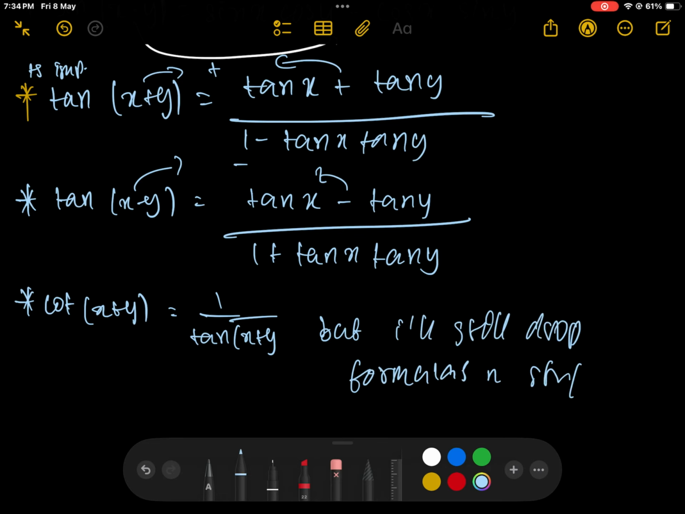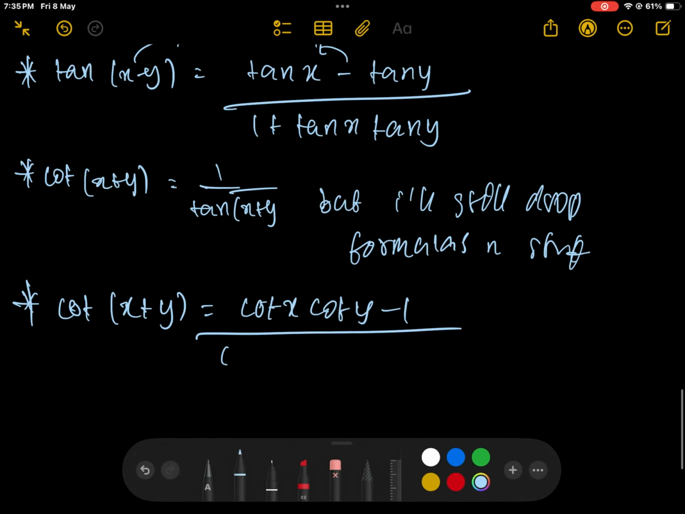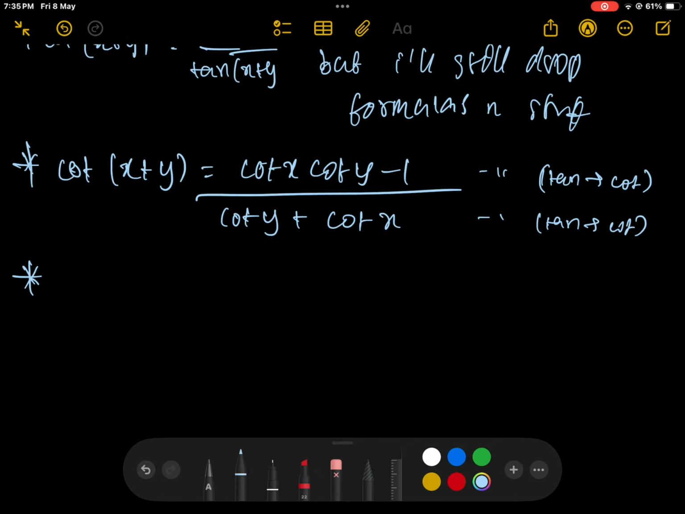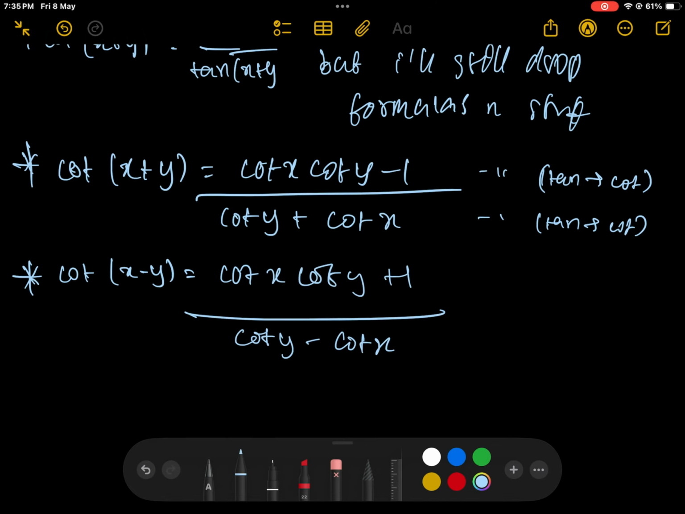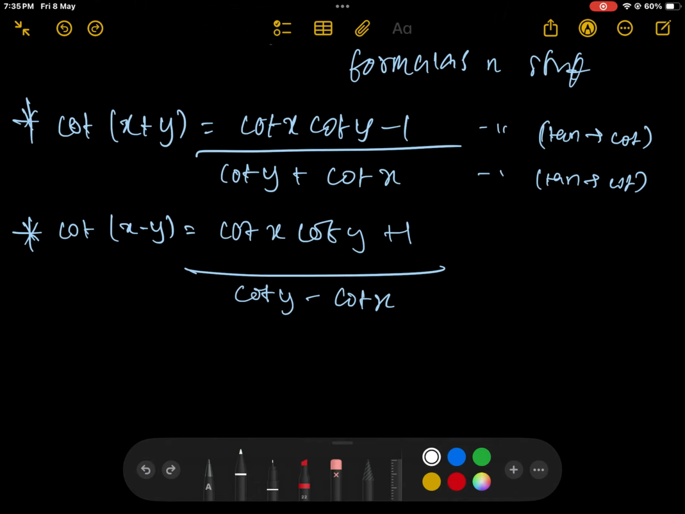Now, for cot of x plus y, you're just going to flip around tan of x plus y, turn the tans into cots, and then change the signs. See? Tan to cot, just flip it over. Cot of x plus y equals cot x cot y minus 1 by cot y plus cot x. Now cot of x minus y equals cot x cot y plus 1 by cot y minus cot x. Make sure you don't mess up the ordering of cot x and cot y, because cot y comes first, cot x comes later. Now for the fun ones.